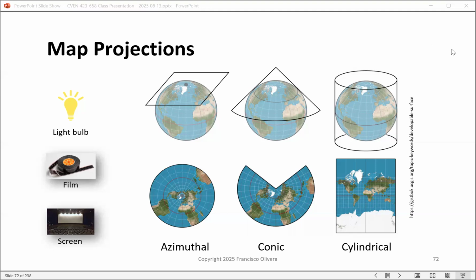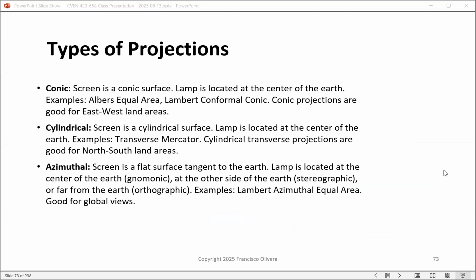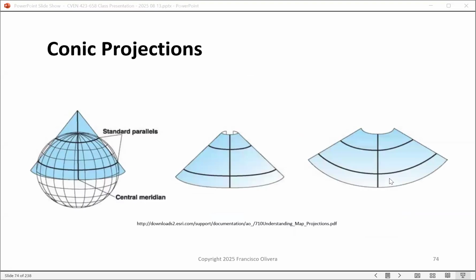You can also have what is called azimuthal projections. And those projections are usually used for the North Pole and South Pole, but we're not going to spend too much time talking about azimuthal projections. Most of the projections that we use are going to be conic and cylindrical. So we have conic, cylindrical, and azimuthal projections. That's pretty much what we've been talking about. This is an example of a conic projection.